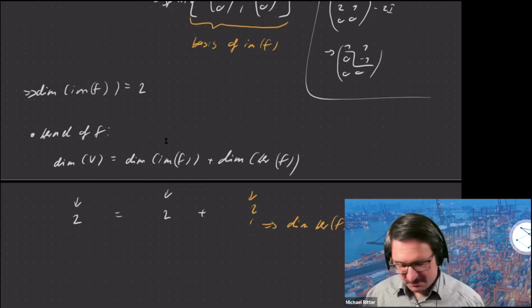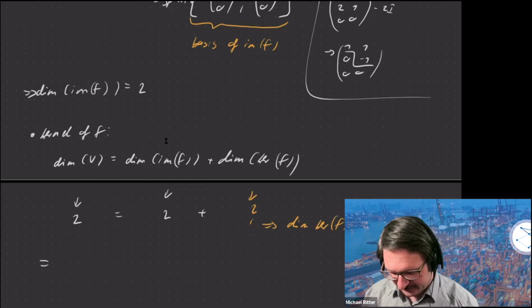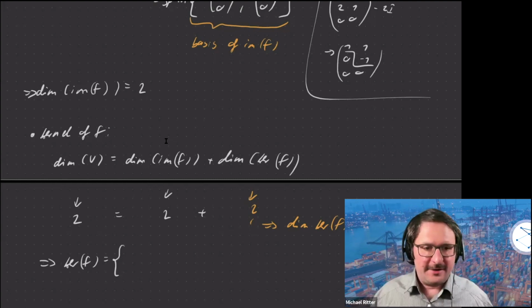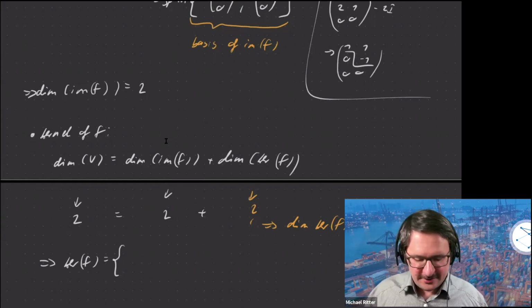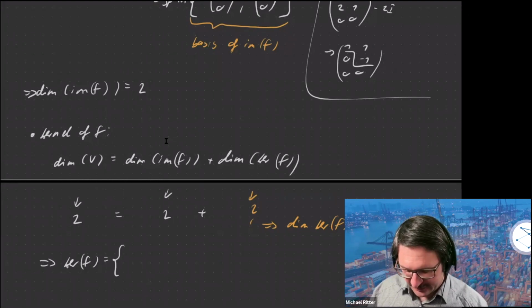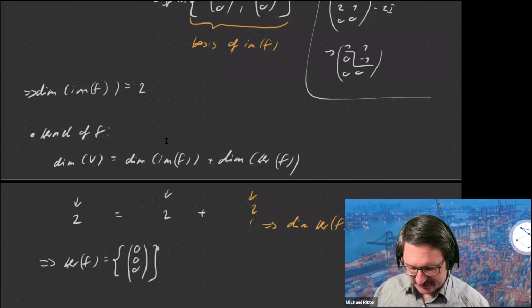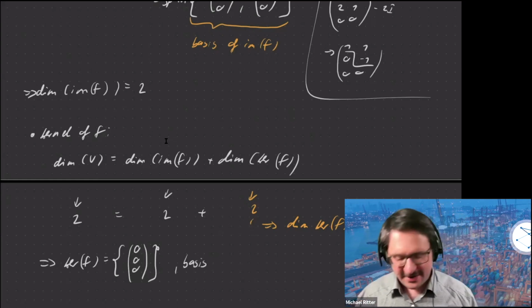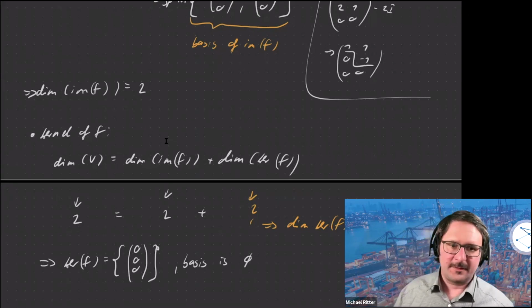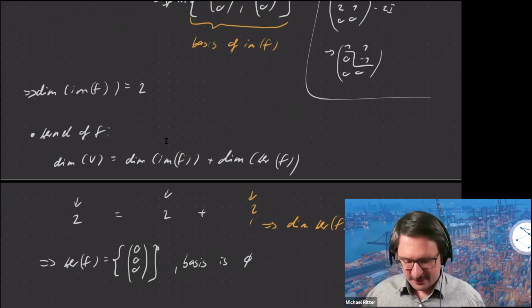And what does that mean? Well, that means the kernel itself consists of just one point. And that one point has to be the 0 vector then, right? F of 0 is always 0, so that is always in the kernel. And if the dimension is 0, then it consists of just one point, that is the 0 vector. So we need to take the 0 vector of the domain, and that's just 0, 0, 0. And by convention, as you hopefully remember, we defined a basis for that to be the empty set.